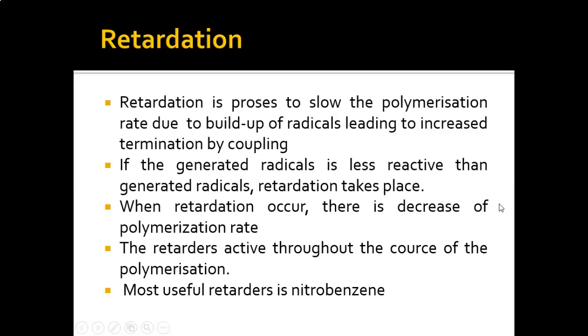Now we look at the retarder. We use a retarder to reduce the rate of polymerization by slowly reinitiating the reaction. For example, we can use oxygen and also benzoquinone. So if the generated radical is less reactive than the propagating radicals, retardation takes place.